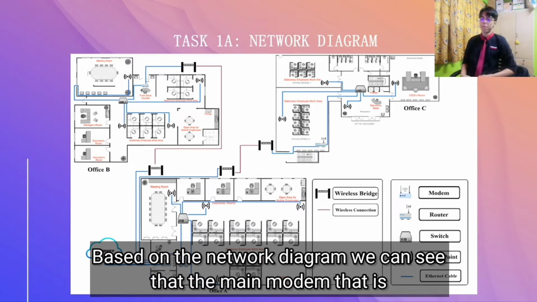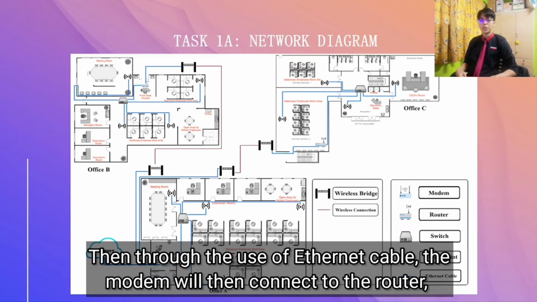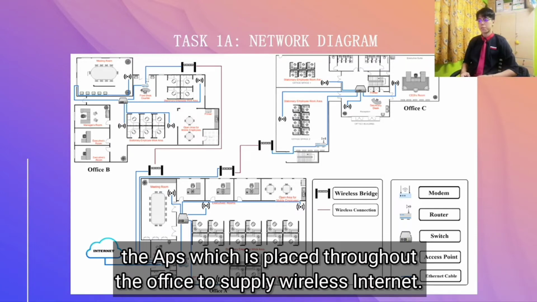Based on the network diagram, we can see that the main modem that is connected to the internet will be placed in Office A. Then, through the use of Ethernet cable, the modem will connect to a router. The router will then connect to a switch, which will connect 4 different access points, APs, which are placed throughout the office to supply wireless internet.